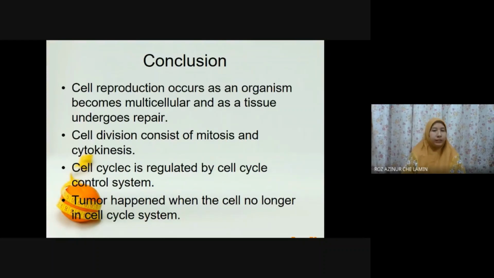For the conclusion, cell reproduction occurs as an organism becomes multicellular and as a tissue undergoes repair. Cell division consists of mitosis and cytokinesis. The cell cycle is regulated by the cell cycle control system. A tumor happens when the cell is no longer under the cell cycle control system.